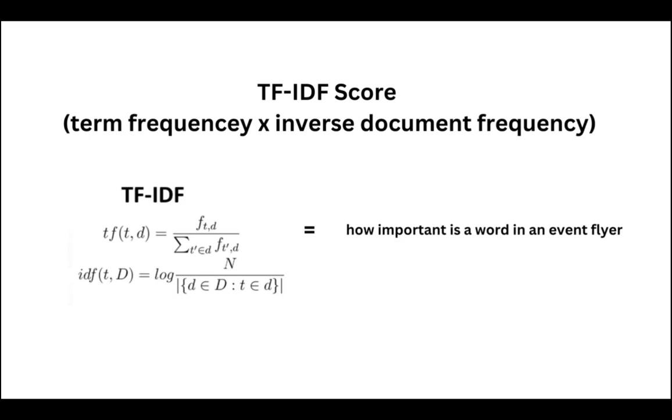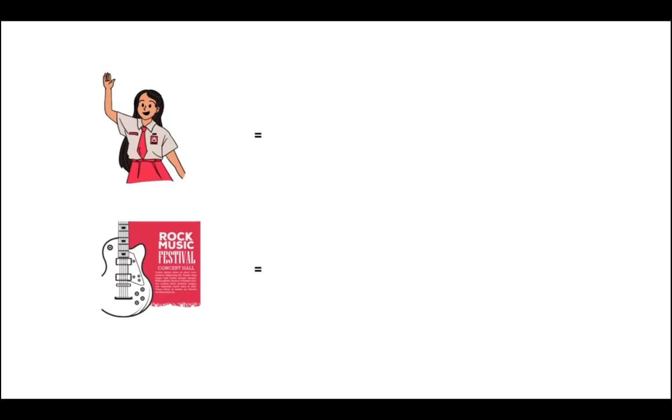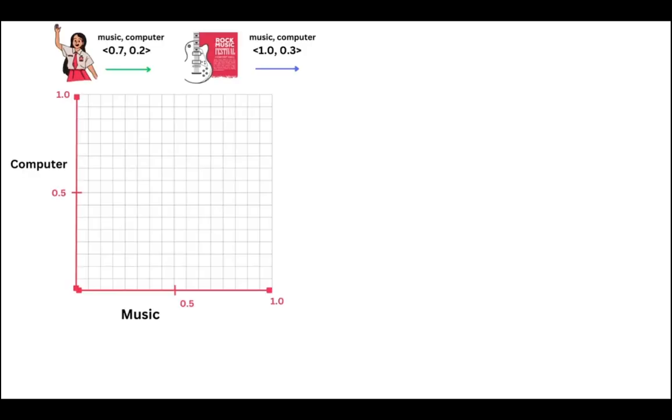And once we have our TF-IDF scores, we can represent the student and the event flyer as profiles of these scores attached to their respective words. We then represent those profiles as mathematical objects called vectors. Coming over to this graph, we can see the y-axis is computer, the x-axis is music, the green line represents the student, and the blue line represents the event flyer. When we graph our vectors on the graph, we can already see visually that they're close together, but we want to know mathematically how similar are these vectors.